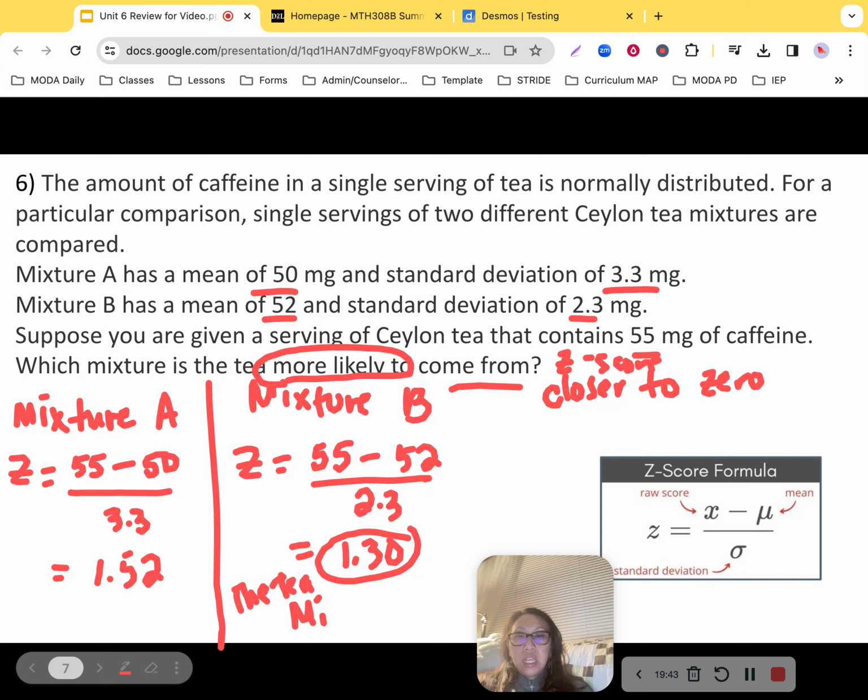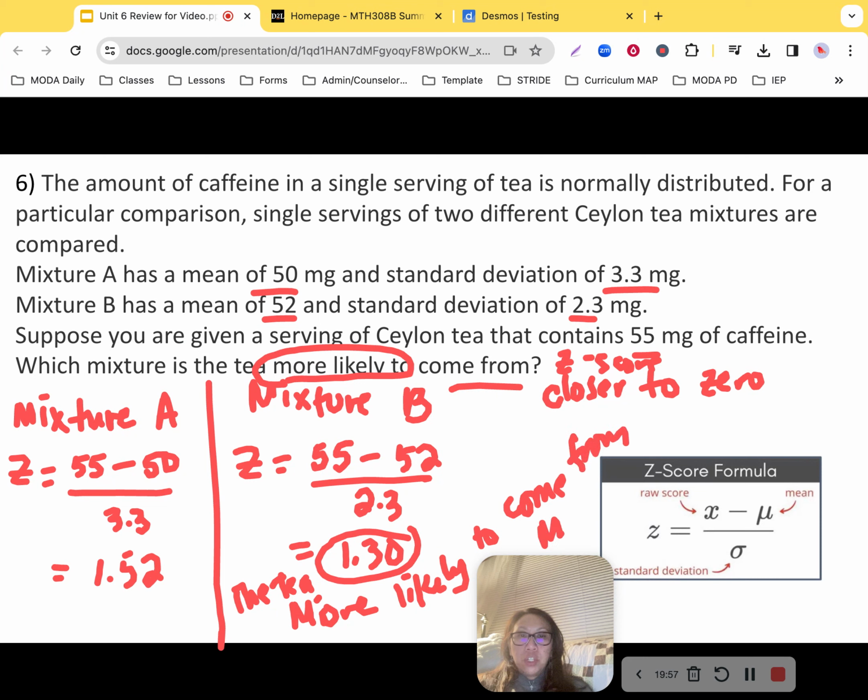The T is more likely to come from mixture A. Oh, sorry, from mixture B. All right, so again, when you are comparing for where a certain item is more likely to come from, we are going to look for a z-score closer to 0. And in this case, it's mixture B.